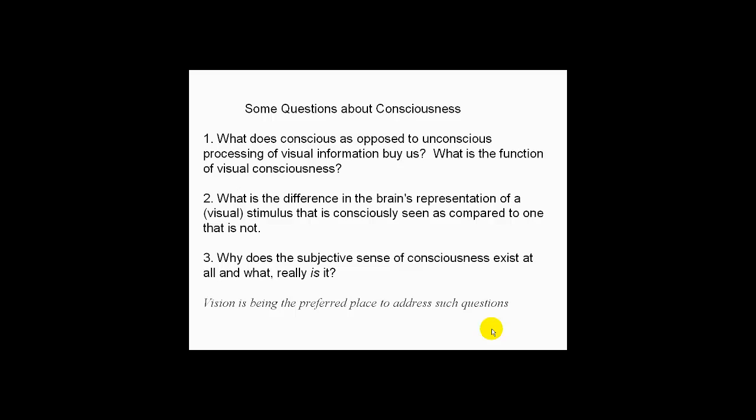Secondly, what is the difference in the brain's representation of a visual stimulus that is consciously seen as opposed to one that is not? If we can process visual stimuli both consciously and unconsciously, can we tell from the activity of the brain which ones are conscious and which ones are not? Which parts of the brain are involved in consciousness? What is the neural signature of conscious perception and analysis of a stimulus versus unconscious? And then finally, why does a subjective sense of consciousness exist at all? And what really is it?